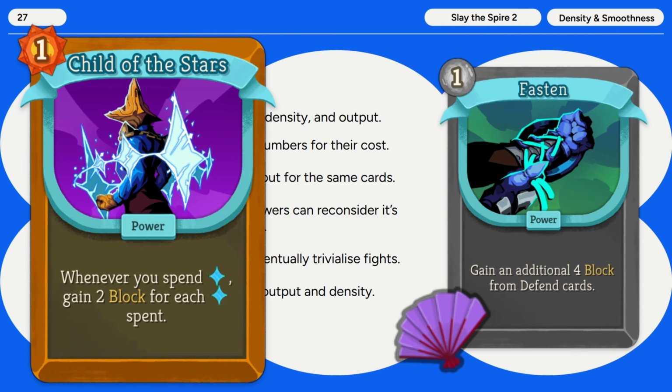Something like Child of the Stars. What are your star cards typically doing on the Regent, especially at higher rarities? A lot of the time your star cards are big attacks. 7 stars or Comet or Devastate. And so Child of the Stars lets you generate block whilst playing your big attack cards.